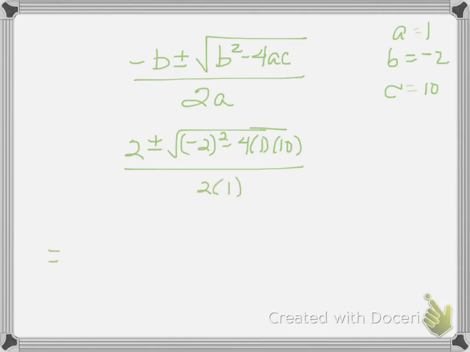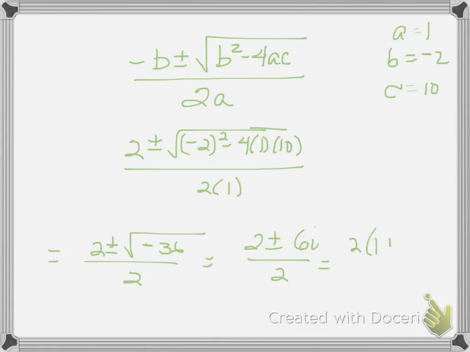So when we evaluate inside the radical, we get negative 36. Obviously we can't take the square root of negative 36 as a real number, so that becomes plus or minus 6i. If we simplify a little bit by factoring out that 2, we can then cross out the 2. And so our complex zeros are 1 plus 3i and 1 minus 3i.